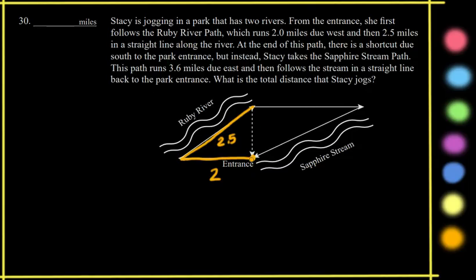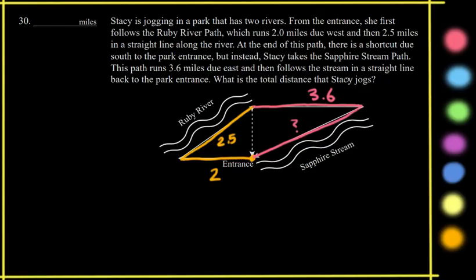That's this dashed line here. It says, but instead, Stacy takes the Sapphire Stream path. This path runs 3.6 miles due east. Okay, so let's do this other path in another color. 3.6 miles due east. That's this one here, 3.6. And then it says, and then follows the stream in a straight line back to the park entrance. Okay, straight line back here, but it doesn't tell us how far that is. So this is question mark.